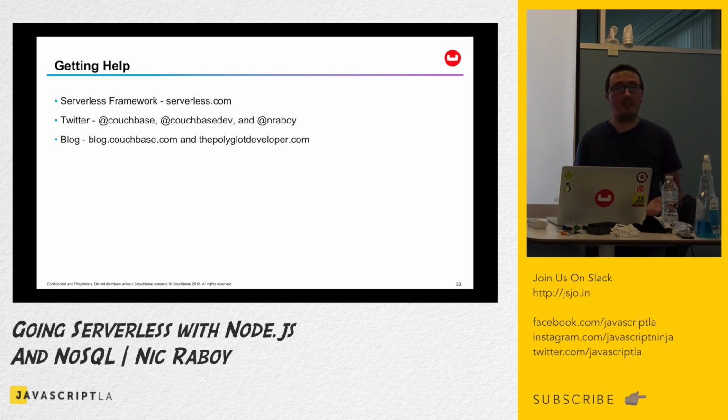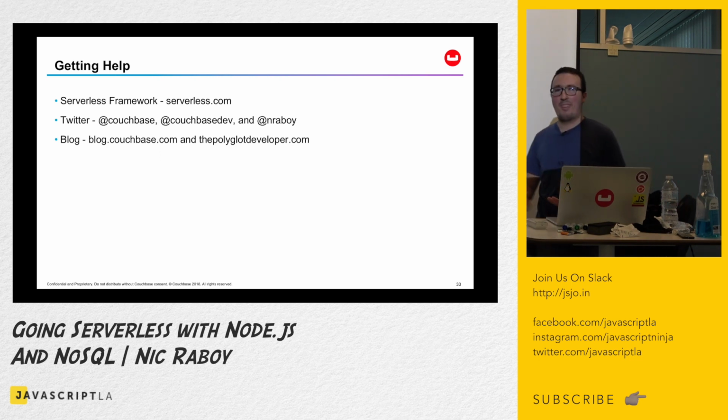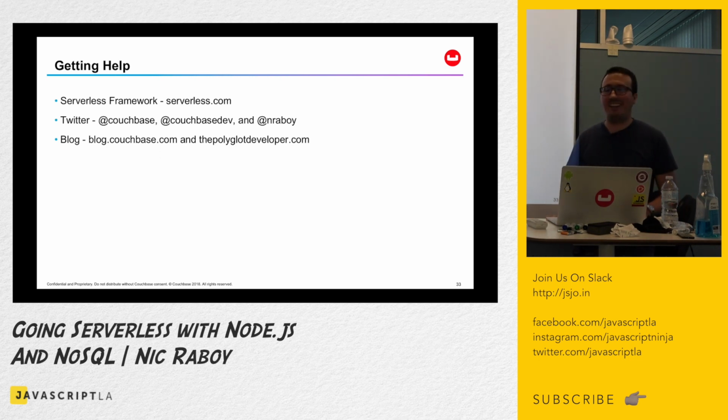You can reach out to me on Twitter. I'm Nic Raboy. It's not N-R-A boy. No gun affiliation. It's just my first initial, last name. I know it confuses a lot of people. Or you can go to either one of these blogs and get whatever information that you want as well. I'm open to questions if you have any.